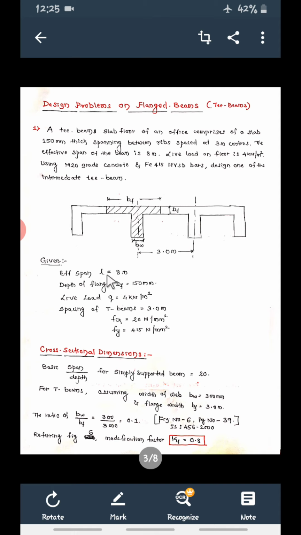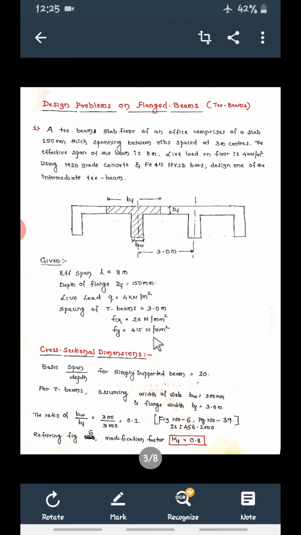Effective span, small l, is 8 meters, that is lengthwise it is 8 meters. Depth of flange, Df, or slab thickness, is given as 150 mm. Then live load 4 kilonewton per meter square. Spacing of T beams, the center of this beam to the center of this beam, is 3 meters. Then fck is 20 Newton per mm square, fy is 415 Newton per mm square.